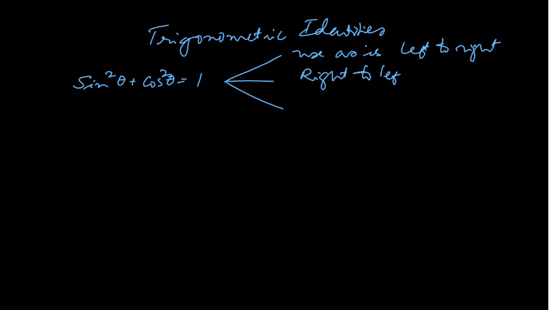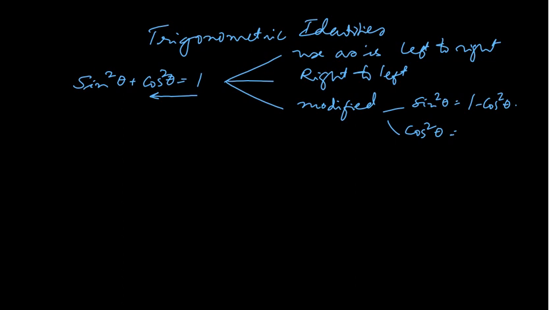What I mean is, when there is a 1 anywhere, you will be replacing that 1 with sin square theta plus cos square theta. This is right to left. The third one is modified. This is the one we use quite many times. You will say sin square theta equals 1 minus cos square theta, or cos square theta equals 1 minus sin square theta.